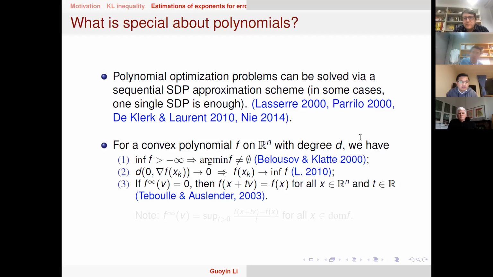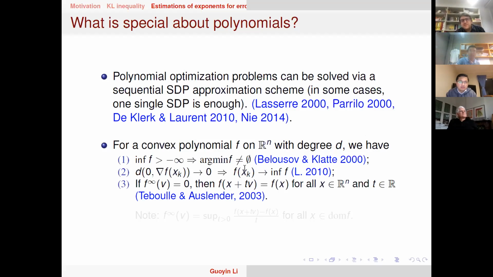Actually, I will make use of some of them later on. The first one, which I like very much, is very easy to state but very delicate to prove. It's a very nice result by Belousov and Klatte back in 2000. It's a Frank-Wolfe type result showing that as long as you have a convex polynomial that is bounded below, then the infimum is always attained. This is not shared by a general convex function. For example, the exponential function is always bounded below by 0, but you never attain the infimum. So the convex polynomial is really special here.